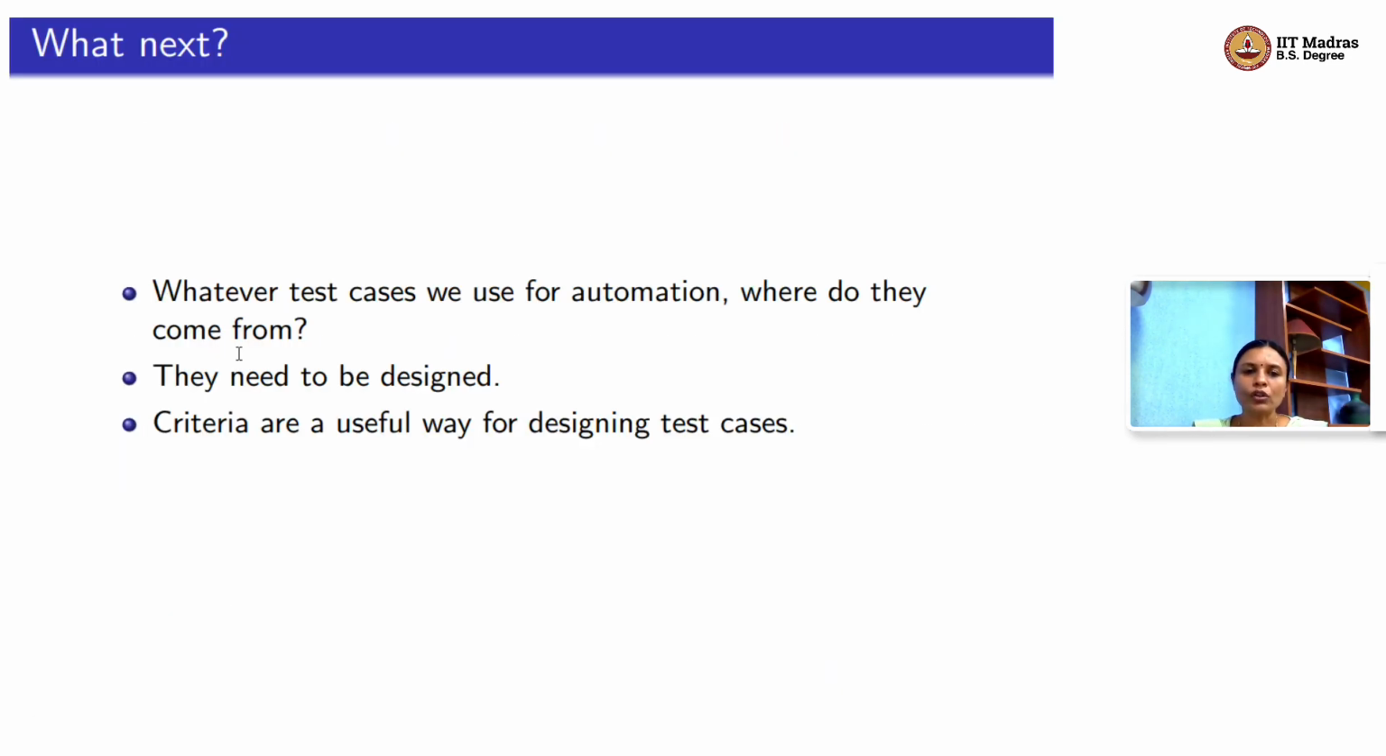Okay, so now we saw JUnit's features. What next? As I told you, whatever test cases we are going to execute in JUnit, somebody has to design them. If you ask yourself where they come from, it is because test case design has to happen. Test case design happens because you have a goal in mind, you have a test requirement in mind, you know what to test, and one way of specifying it is to say this is your criteria for testing. So that's what this course is going to be all about. It's going to be all about your criteria for testing.